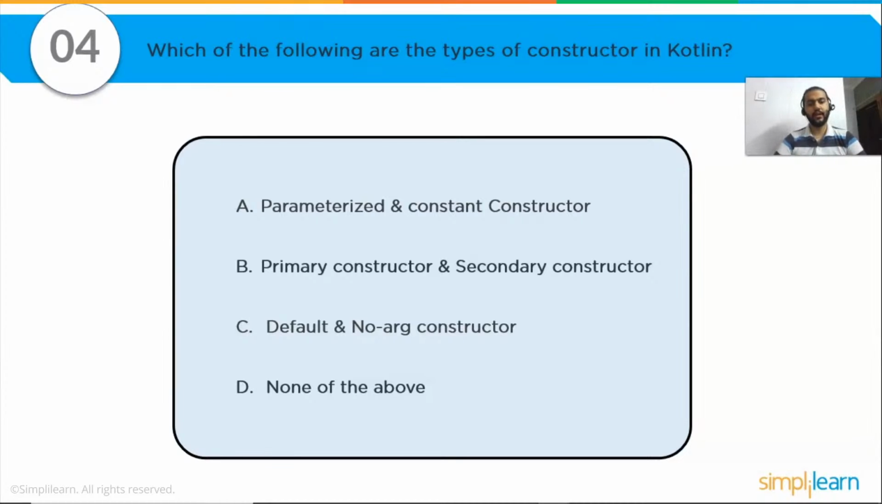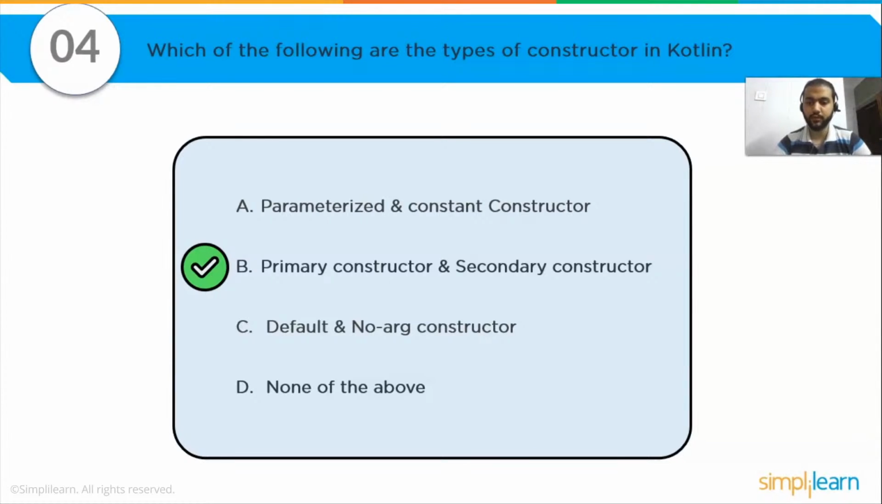You can take your time in figuring out the correct option among these four options. You can pause the video and take your time. So our correct option is option B. Primary constructor and secondary constructor are the types of constructor in Kotlin. So option B is the correct option.